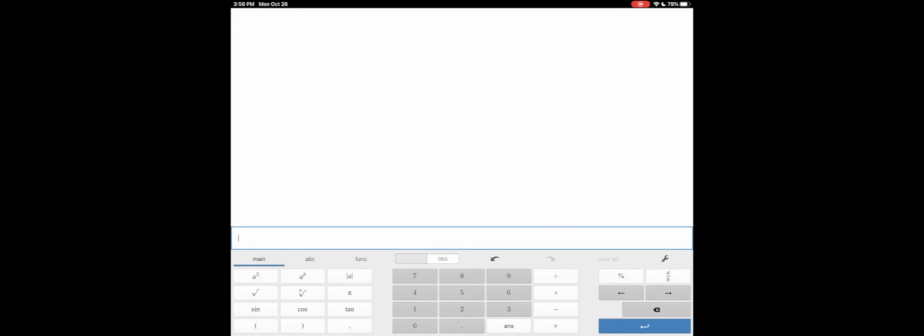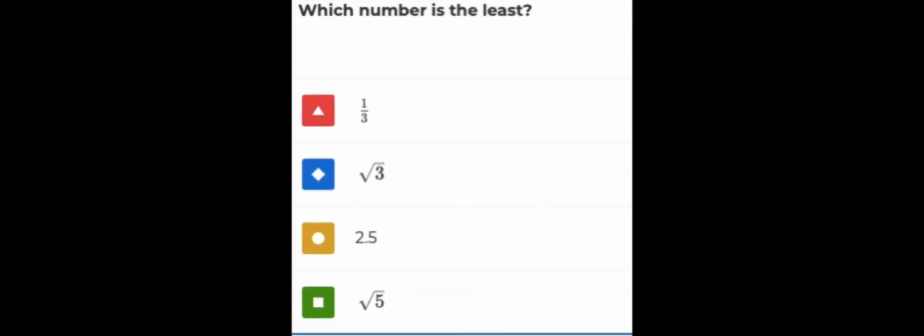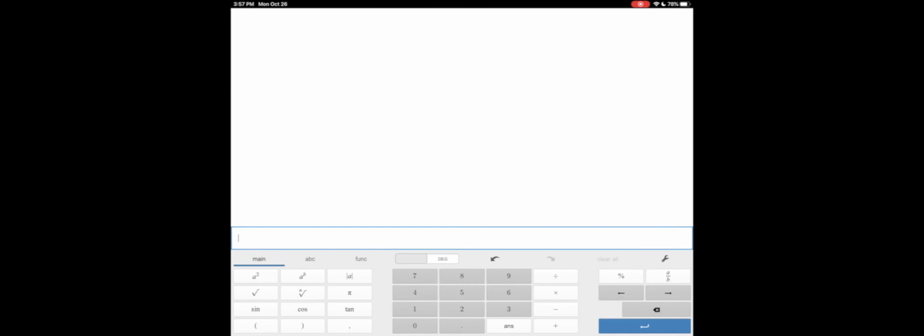The next one was square root of 3. That's 1.7. So already we know that 1/3 is less than square root of 3. So we know that the square root of 3 is not the answer. Next was 2.5. 2.5 is bigger than 0.33, so you know that is not the answer. Last, let's check square root of 5. Square root of 5 is 2.2. So we know that 1/3 is the smallest number. All of the other ones were bigger than 1/3.